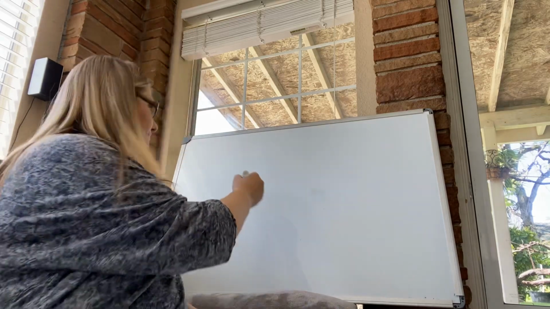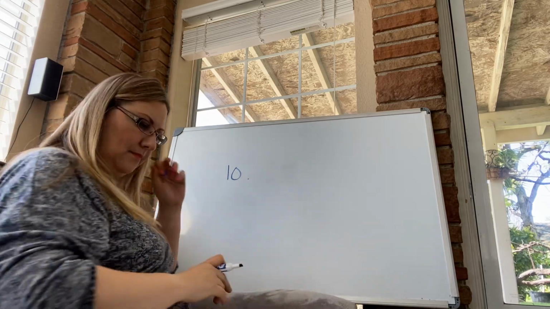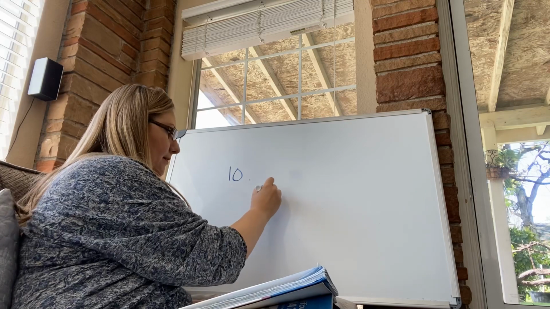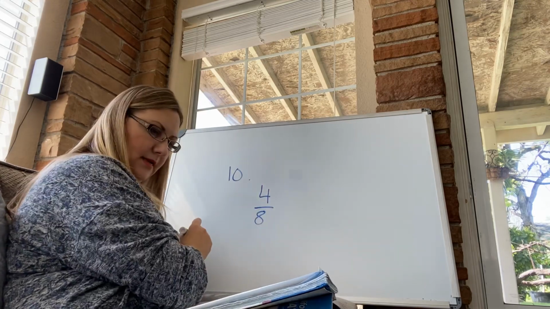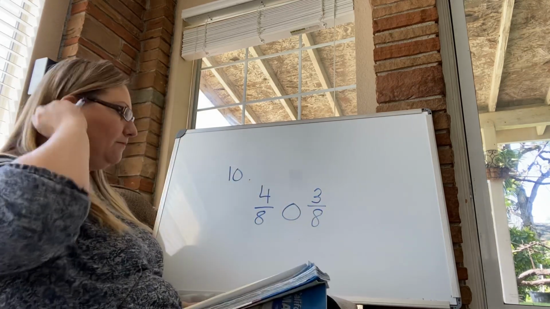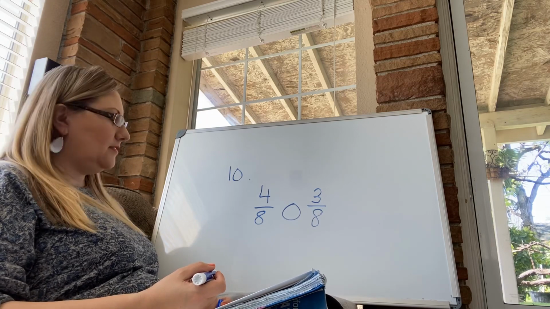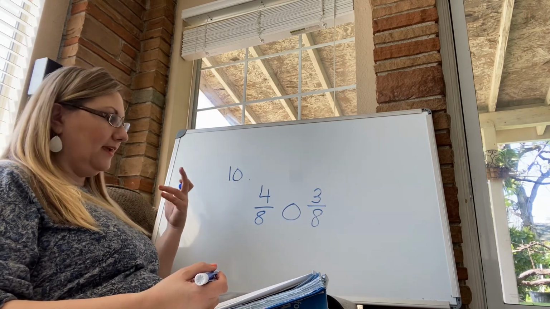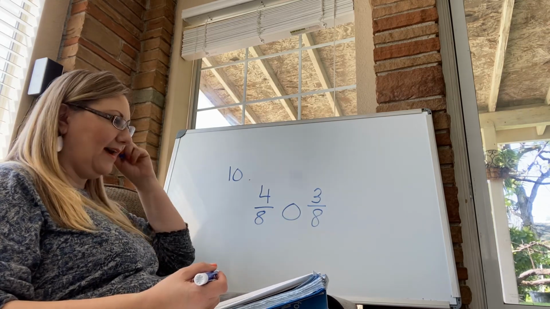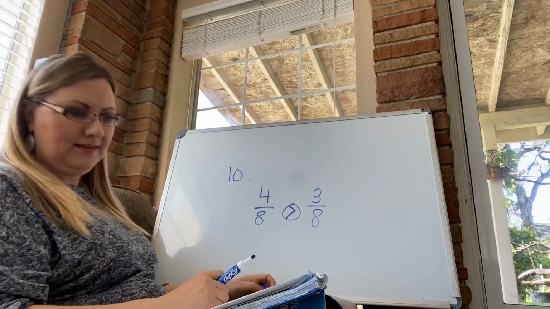So number 10 gives us 4/8 compared to 3/8. Okay, same number of equal parts. Which one's bigger? I think you can see, or imagine, that 4 out of 8 equal parts, which is the same as a half, would be greater than 3 out of 8.